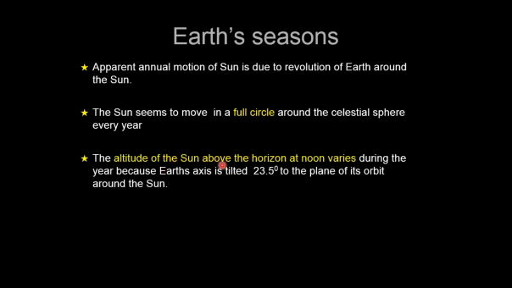So the altitude of the sun above the horizon at noon varies. As we have just mentioned, the sun's position or height or altitude will be seen to be varying throughout the year. Why is that so? It is only because the Earth is not upright. The axis of the Earth is not upright. It is actually tilted.